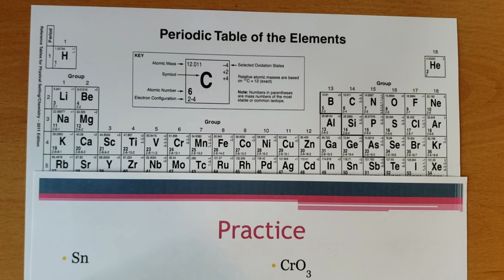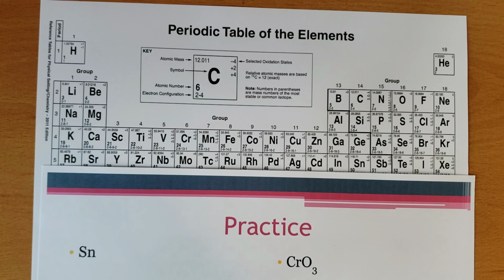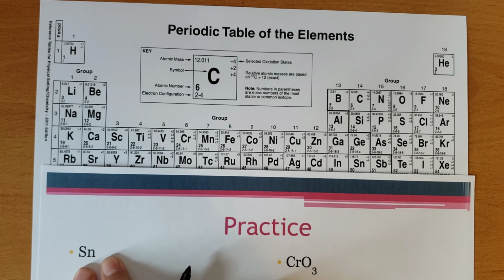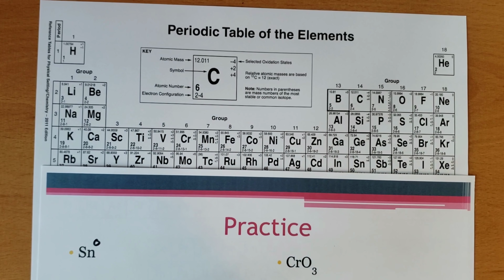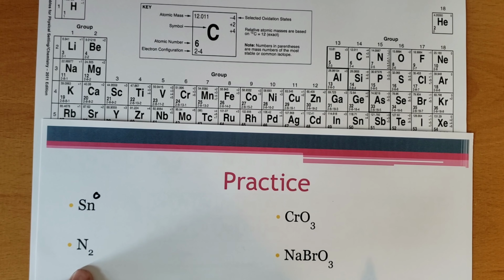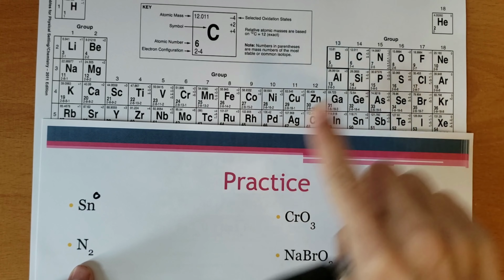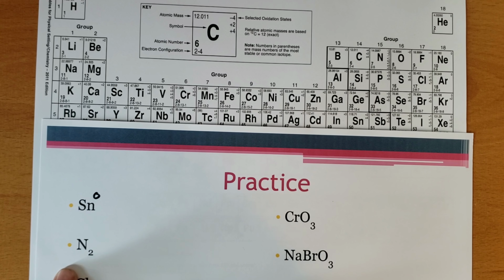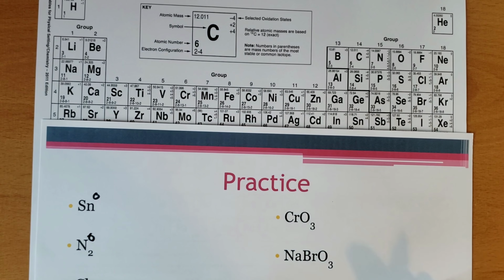Let's see if we can use our periodic table to help us find the oxidation number of various species. Beginning with this example, tin, this is a lone element, has no charge and no partner, so its oxidation number is 0. Now here we have element number 7, nitrogen. Again, it has no charge and has no partner. Nitrogen is one of the 7 diatomic elements. So here it is a free element, so its oxidation state is also 0.